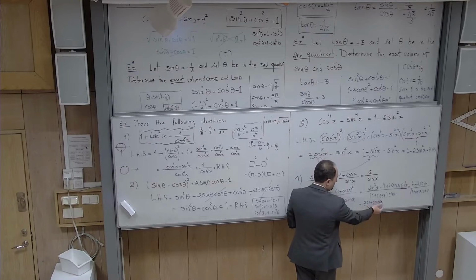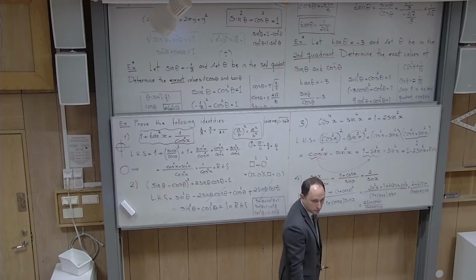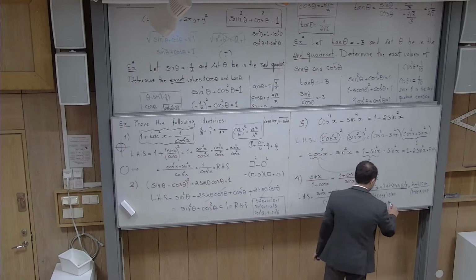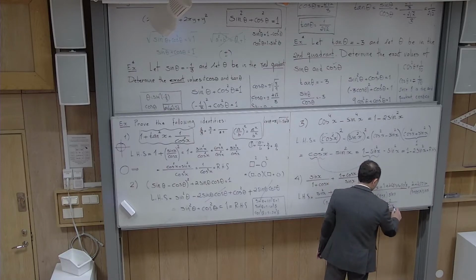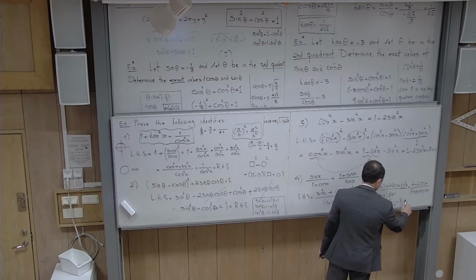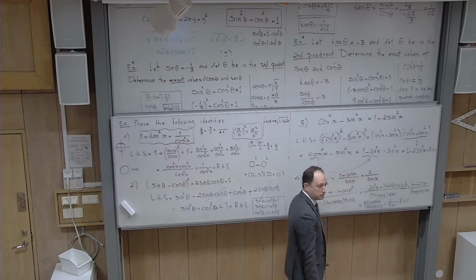So you see 1 plus cosine x is a common factor. Common factors are the only ones that can be simplified. And if you simplify that, in the numerator 2 is left, and in the denominator sine x is left. And that's exactly equal to the right hand side of the problem description.